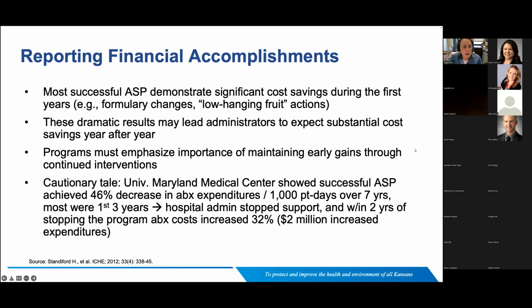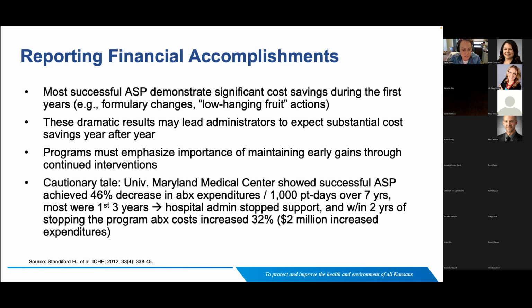So certainly, as I touched on, reporting financial accomplishments helps to drive and reflect the importance of the program. As we mentioned in our breakout, though, be cautious because you're really going to have most of your savings up front in the first year or so. And so those really dramatic savings may lead to the expectation that you continue to have that many savings. And once it starts leveling off, they may be cut or they may have less interest in the program. So that's just a cautionary tale there.